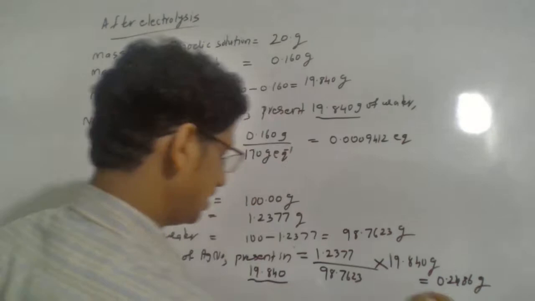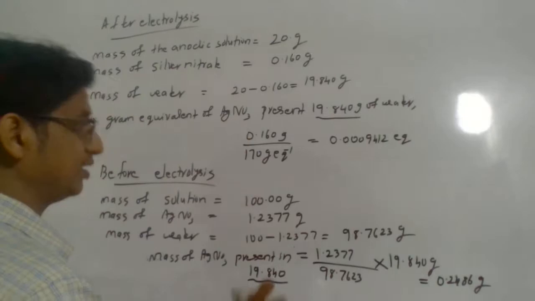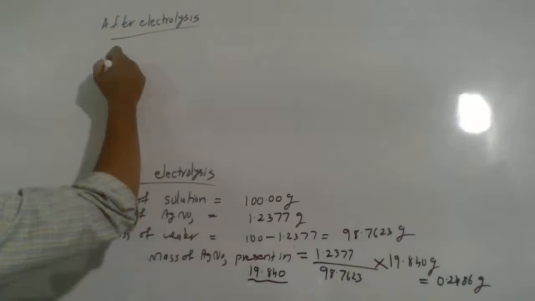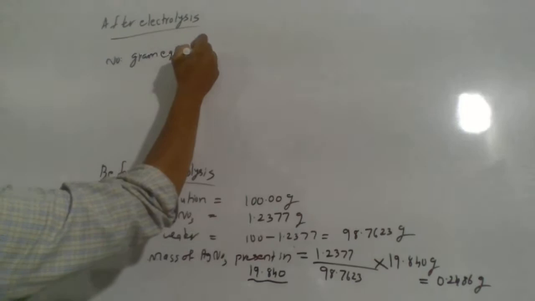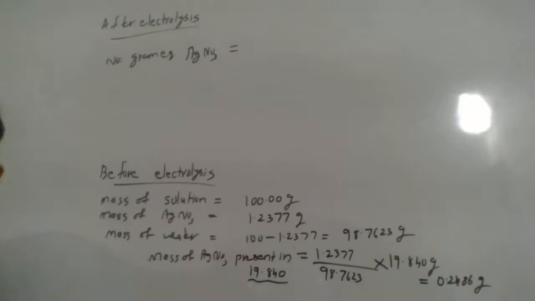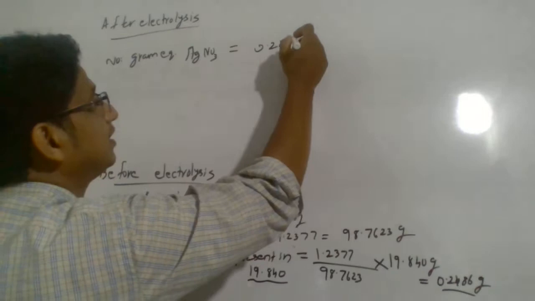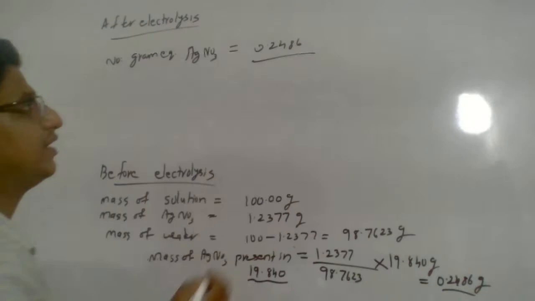0.2486 gram is the mass of silver nitrate present in 19.840 gram. Now we got the mass of silver nitrate present in that specified amount. Now you can find the number of gram equivalents of silver nitrate present, which is equal to the mass of silver nitrate we already know, 0.2486. That is the mass of silver nitrate present in 19.840 gram of water, divided by the equivalent mass of silver nitrate, that is now 170 gram per equivalent.